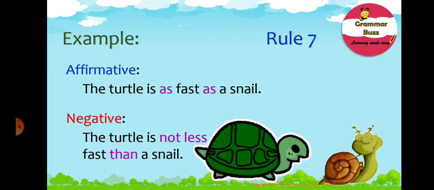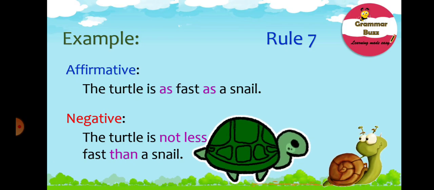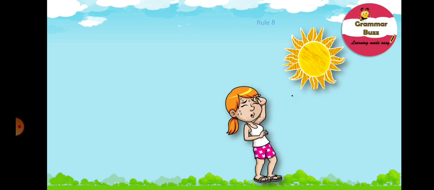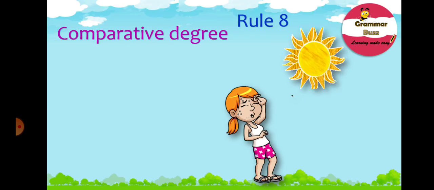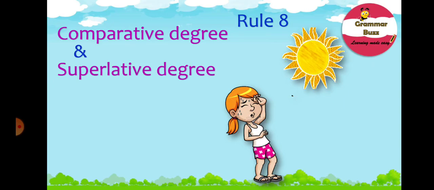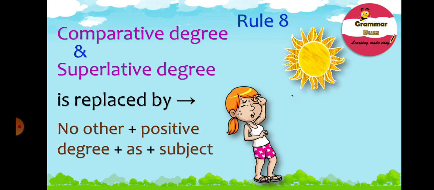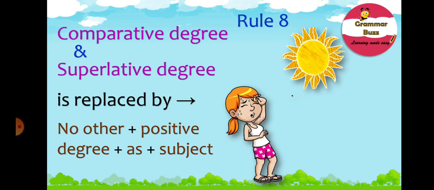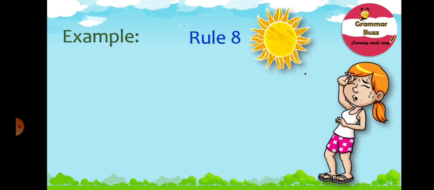I guess that you have followed this rule, so we will be moving on with the following rule. Comparative degree and superlative degree in an affirmative sentence is replaced by "no other" plus positive degree plus "as" plus subject in a negative sentence. This might sound complicated, but I am sure when you look into the example, things will turn out to be easy. So let us see what the example tells us.